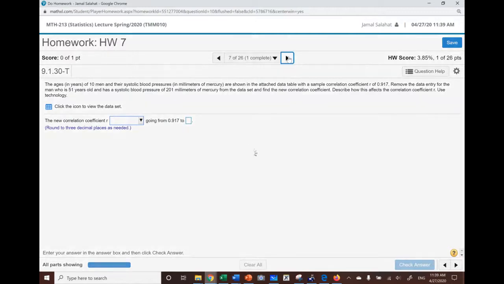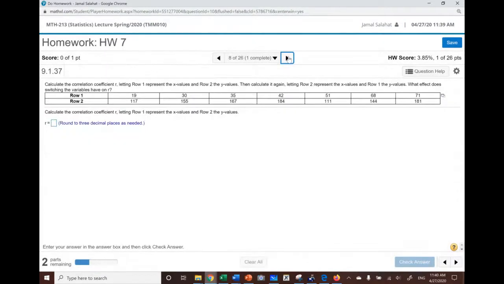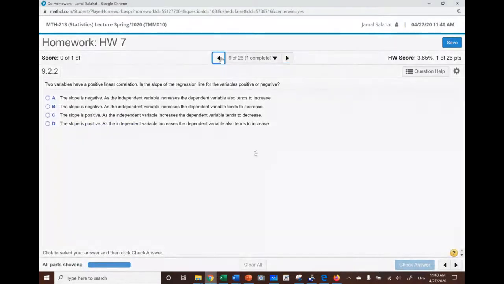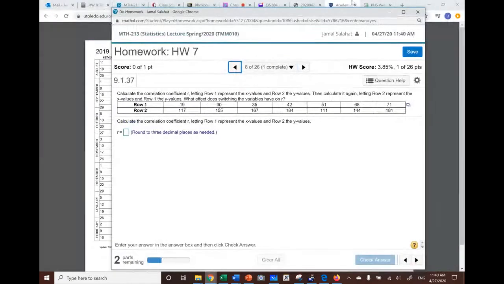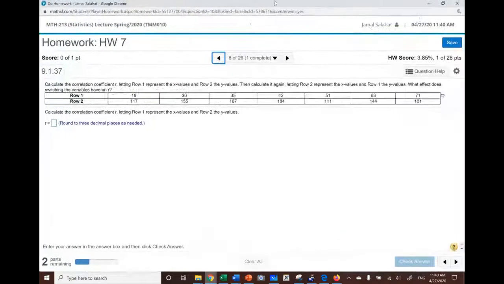Now let me go to this example. What is R? We said R is the correlation coefficient. R is a number that measures the strength of a relationship. Usually any relationship should have two variables. Actually, in statistics we can have more than two, but two. Like in this case, they said take row 1 and row 2 and show us if there is a relationship between those two.